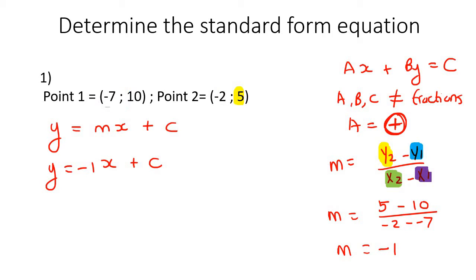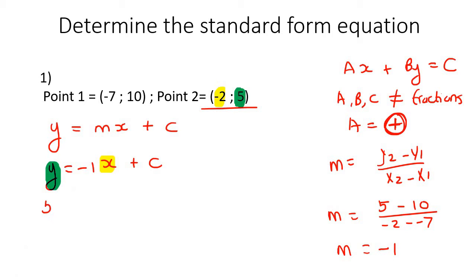Can you remember how to find c? Well done if you can remember that you just need to choose a point. And it doesn't matter whether you choose point 1 or point 2. In fact, I'm going to choose point 2. But if you chose point 1, it'll give you the same value. So we know that this is an x value, so it goes in the place of x. This is a y value, so it goes in the place of y.